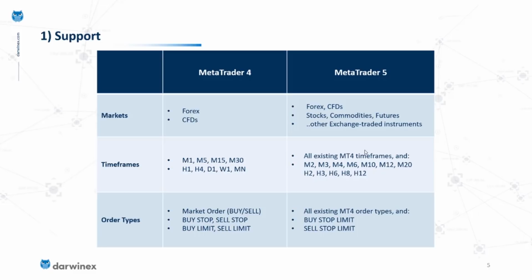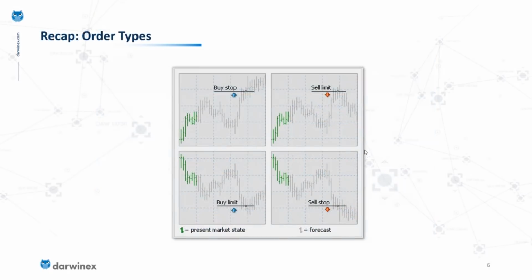But MetaTrader 4 sports the buy stop, sell stop, buy limit, and sell limit, whereas MetaTrader 5 has two additional order types called buy stop limit and sell stop limit. And we'll cover these shortly, describe how they actually work. Now, to do so, we need to recap over our existing order types, starting with buy stop here.